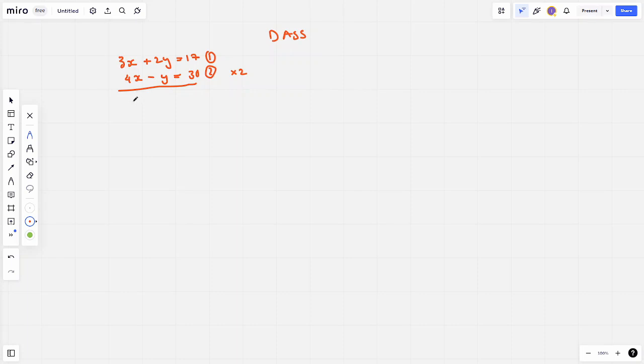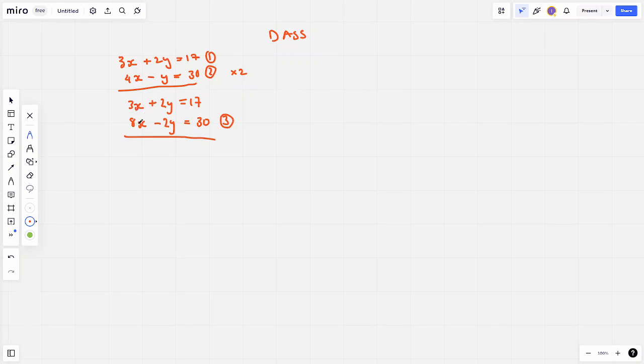So taking equation 1, let's just rewrite that as 3x plus 2y equals 17. And equation 2, which is now multiplied by 2. So we've got 8x minus 2y equals 30. And that's the new equation 3. We're going to be adding this because it's a difference in the sign.